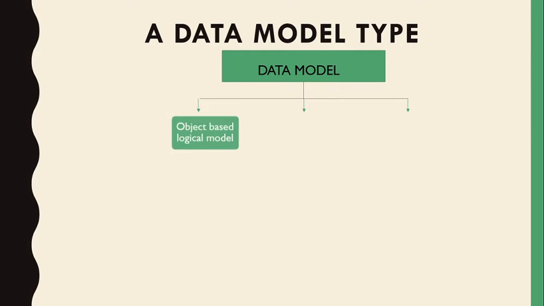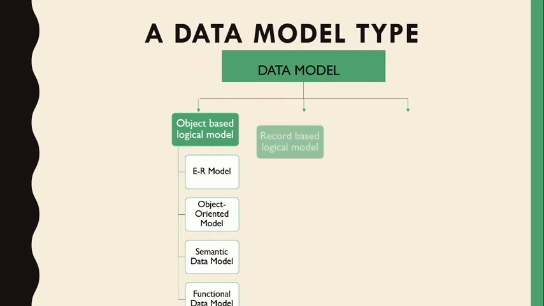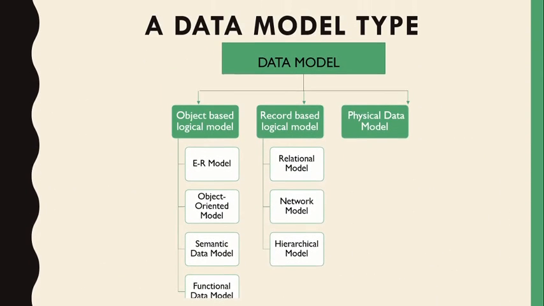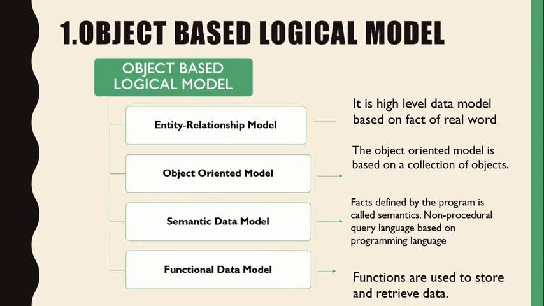Data models are of three types. The first type is the object-based, the second is the record-based, and the third is the physical data model. In an object-based logical model, there are four parts: entity relationship, object-oriented, semantic data model, and functional. In a record-based model: relational, network, and hierarchical models. First of all, we have to discuss the object-based logical model.